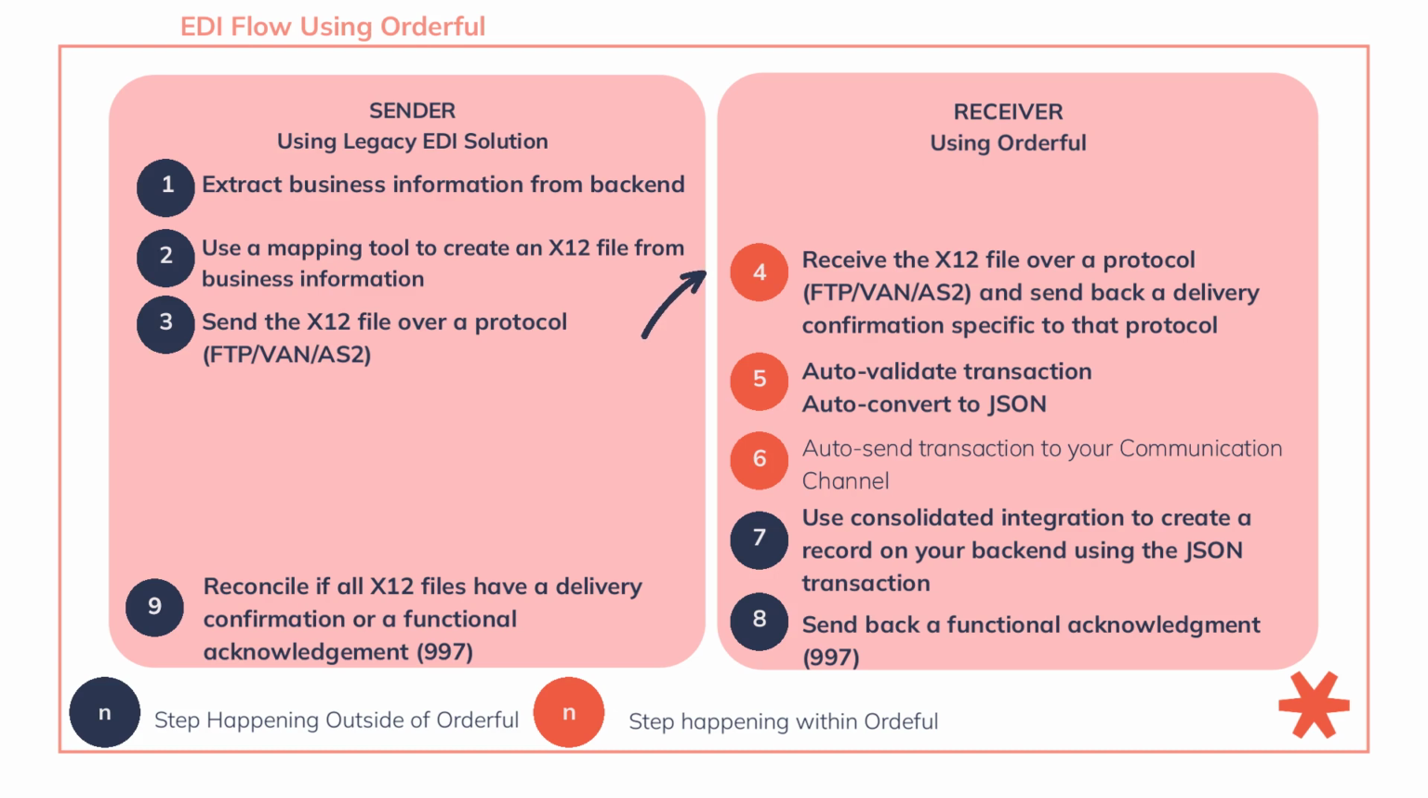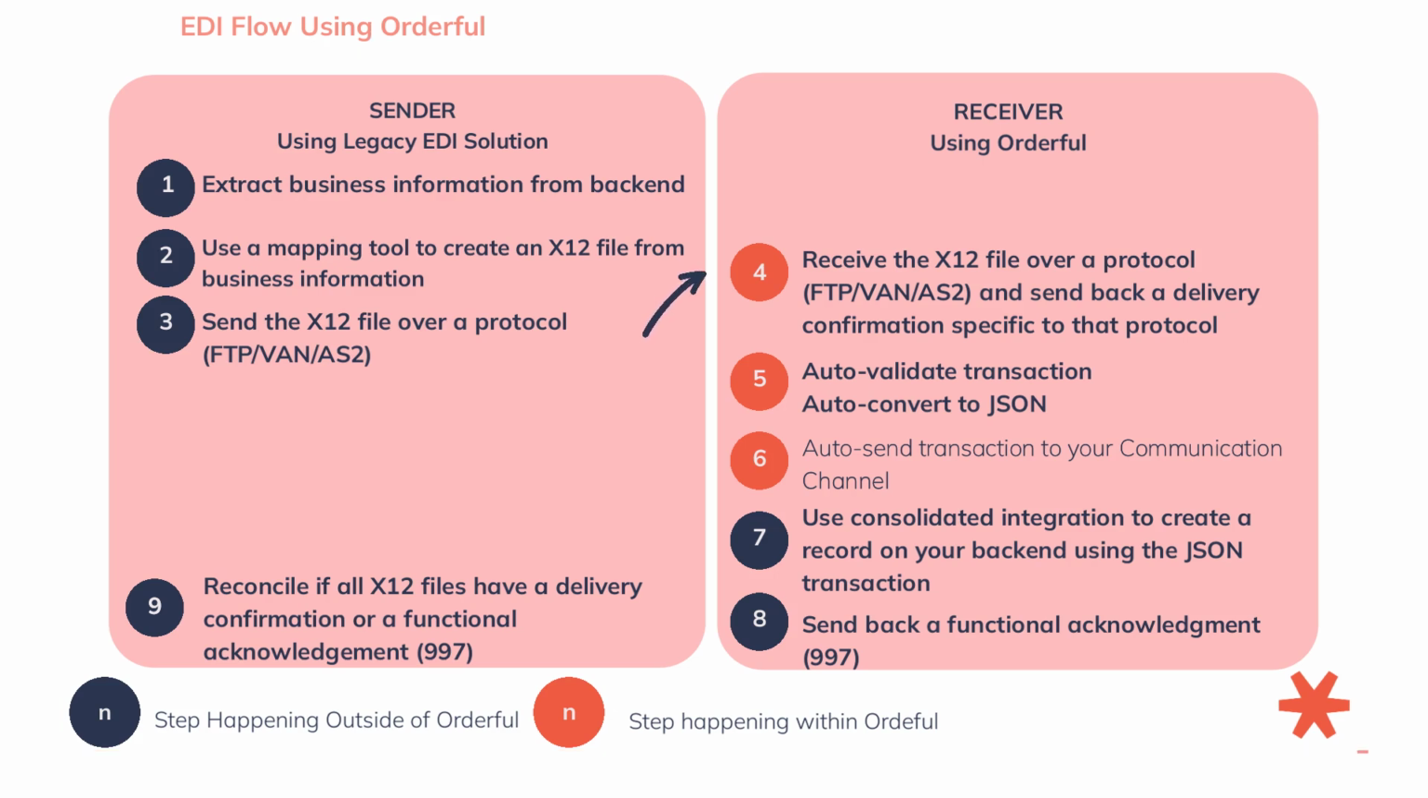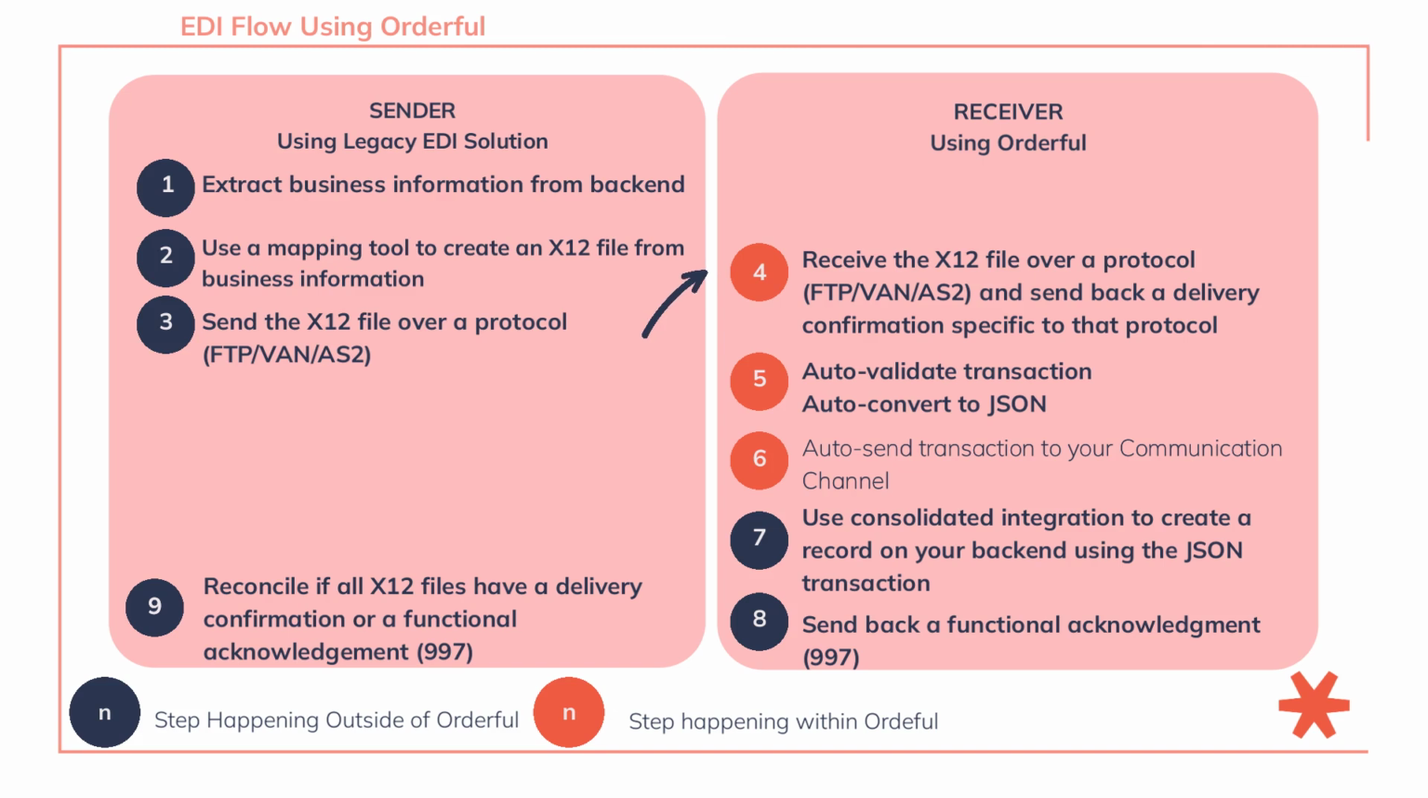5. Orderful automatically performs validation of the transaction and converts it to JSON. 6. We auto-send the transaction to our customer's communication channel. 7. The Orderful customer creates a record in their backend system based on the JSON transaction.